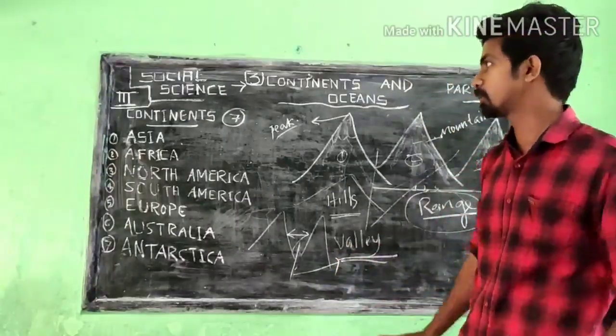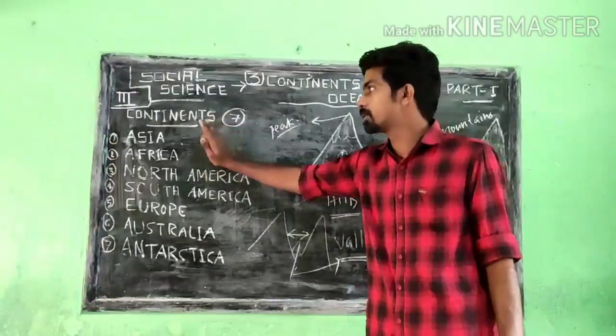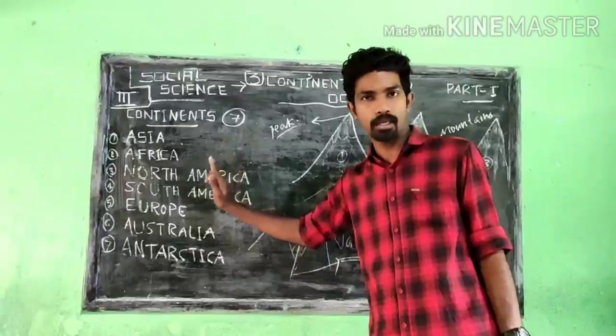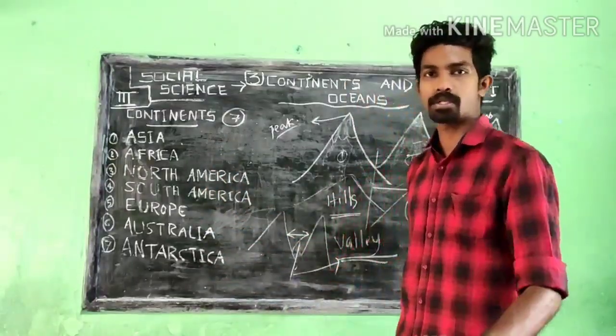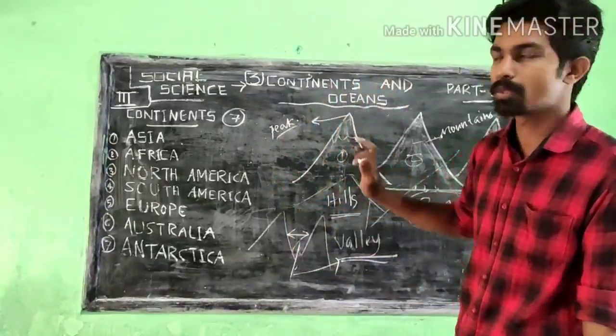So that much only for today. First one, you just study the names of these continents. Okay, Asia, Africa, North America, South America, Europe, Australia, and Antarctica. Okay, so study all 7 names of continents.